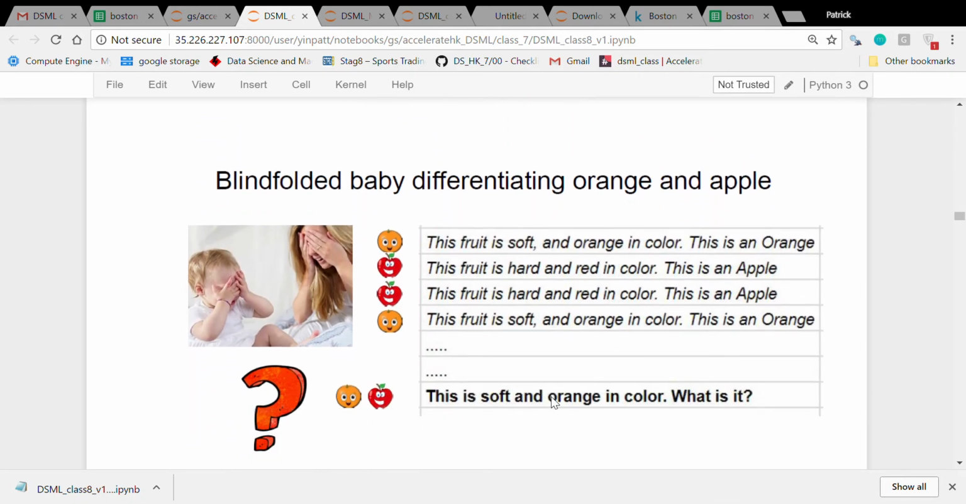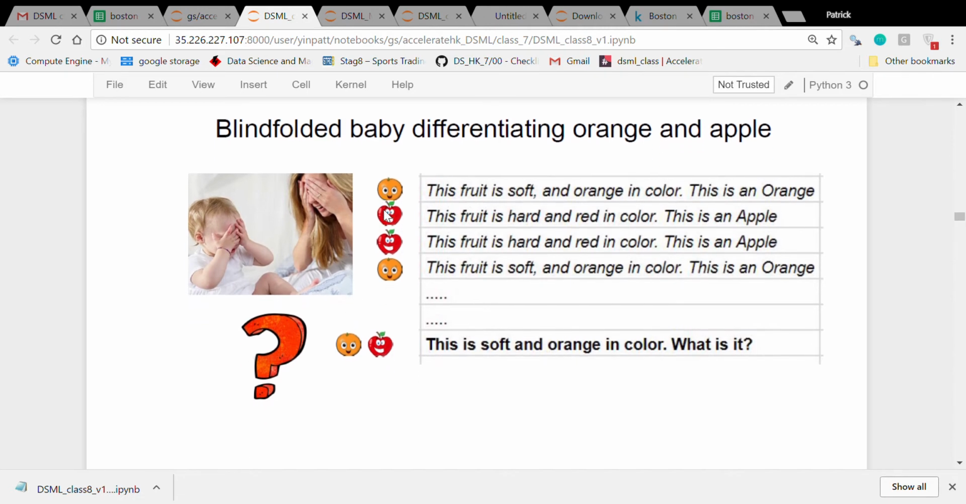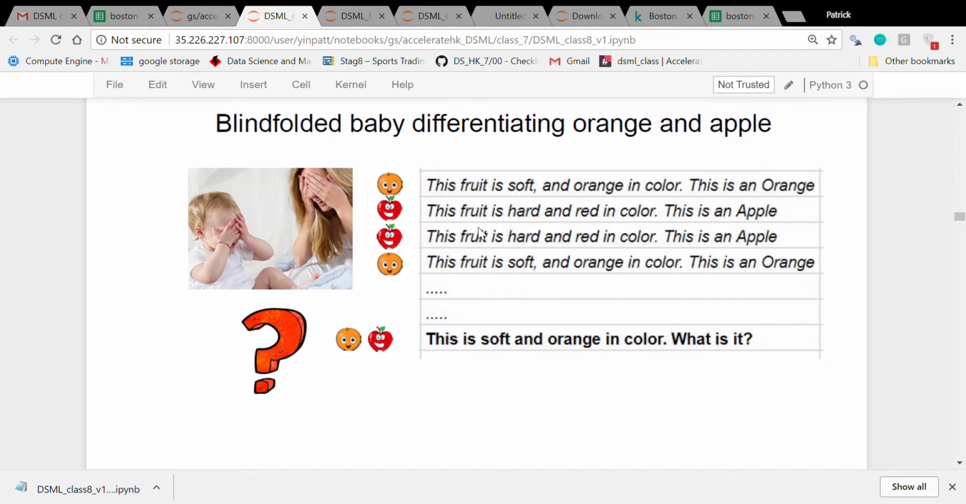So now I'm handing the baby some apple and some orange one by one. The first time I hand the orange to the baby, and I tell the baby the fruit is soft, and the orange is the color. Okay, this is an orange. And the second is an apple, so I tell the baby this is hard, and this is red, and this is an apple. And every time I pick up a fruit, I just tell the baby the information.